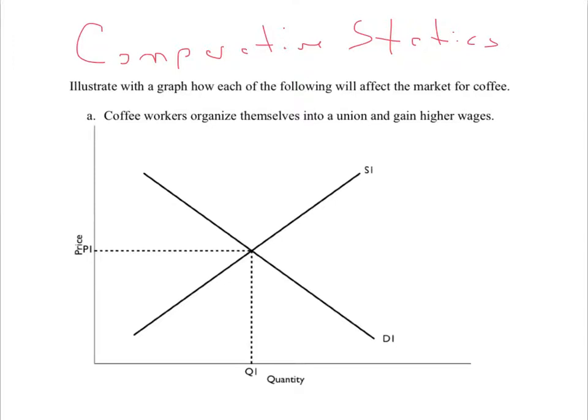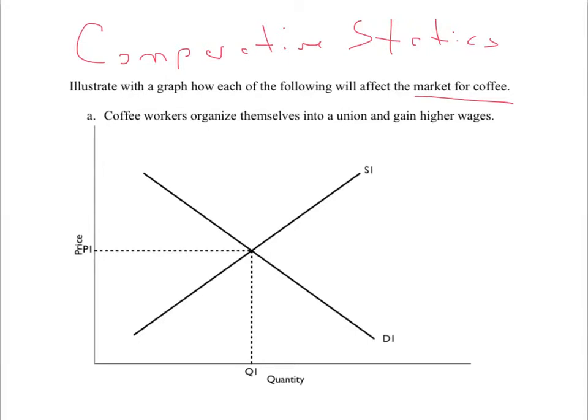In this set of problems, we're focusing on the market for coffee. This is not the market for Folgers coffee or any other particular brand of coffee. This is the market for coffee. And so we're going to see 5 different scenarios, and we're going to analyze how each of these situations would impact the market for coffee.